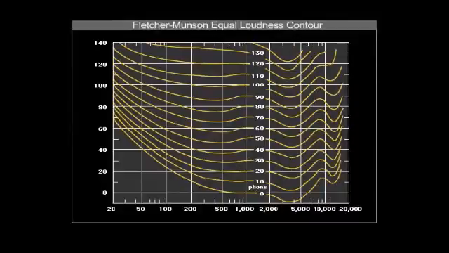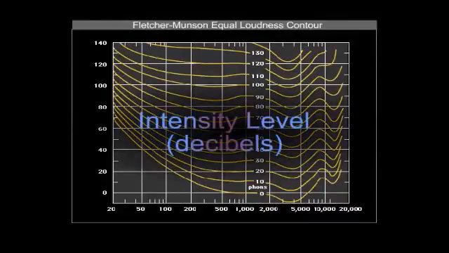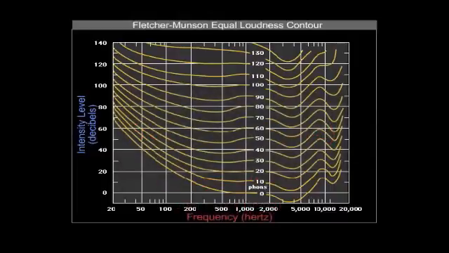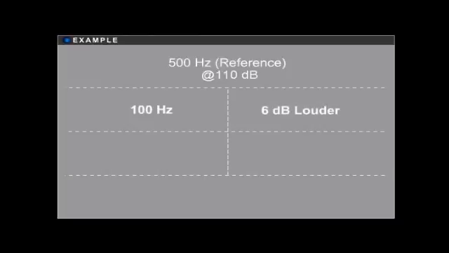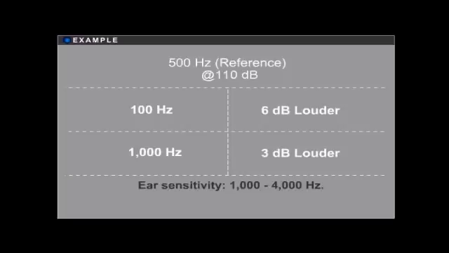The Fletcher-Munson equal loudness contour curves indicate the ear's sensitivity to varying frequencies at different loudness levels. For example, if a 500 Hz tone is played at 110 dB, a 100 Hz tone would have to be played 6 dB louder, and a 1000 Hz tone would have to be 3 dB louder to be perceived as the same volume. The ear is most sensitive between the frequencies of 1 kHz and 4 kHz, which coincidentally happens to be the frequency range at which a baby cries.